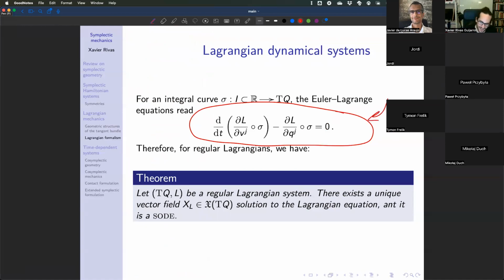The integral curves of the Euler-Lagrange vector field satisfy the Euler-Lagrange equations, which are these equations here. And for regular Lagrangians, we have that there exists a unique vector field solution to the equation, and it is always a second-order differential equation.